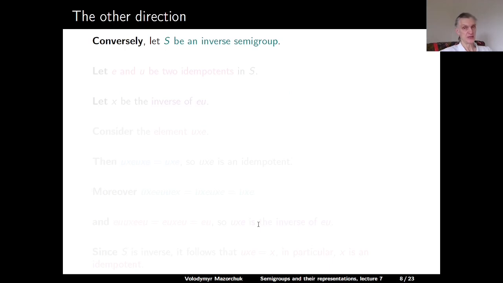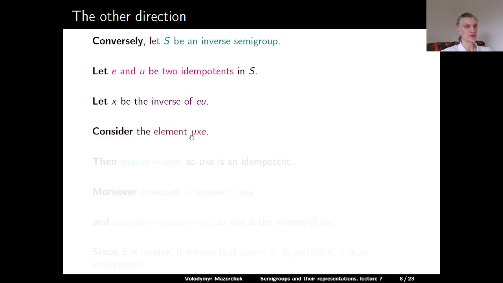Conversely, let S be an inverse semigroup. Let E and U be two idempotents in S, and let X be the inverse of E times U. Let us consider the element UXE. We claim that this is an idempotent. Indeed, UXE times UXE is equal to UXE. This is because X is an inverse of EU. So in the middle, XEUX is equal to X.